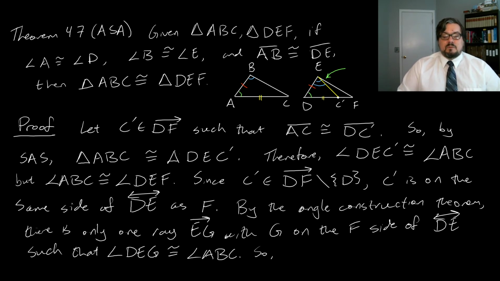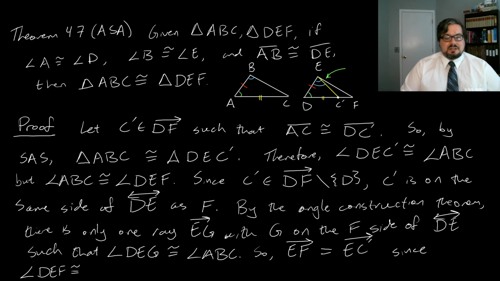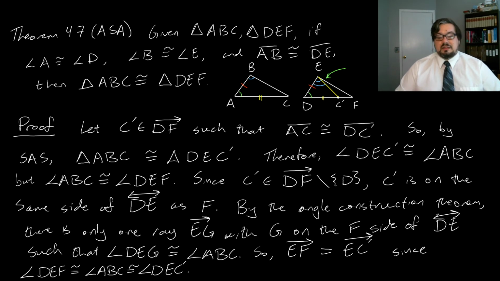That means that since the ray EF forms that angle and the ray EC prime forms that angle with the ray ED, so they have to be equal. And this is since the angle DEF is congruent to the angle ABC, which is congruent to the angle DEC prime. So the ray EF and the ray EC prime have to be the same.